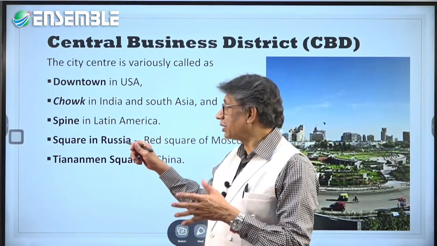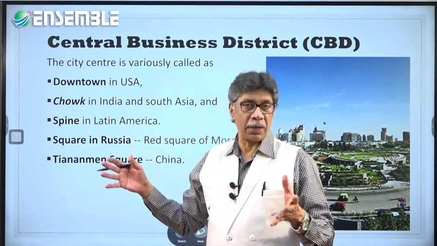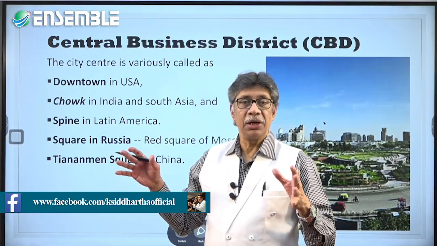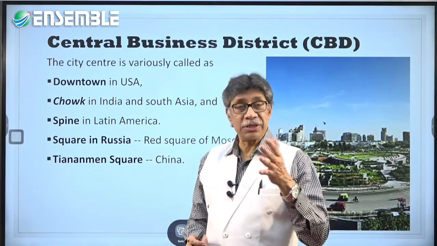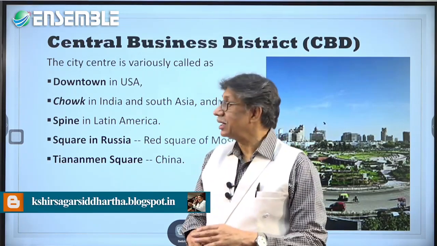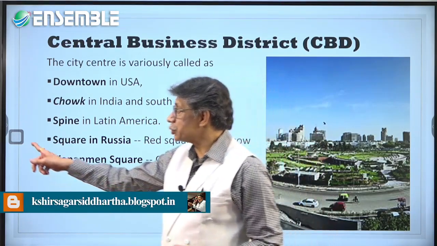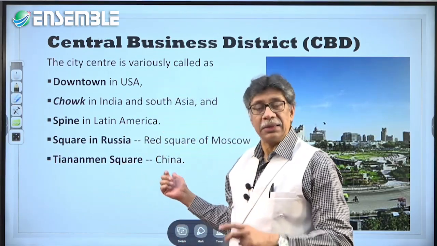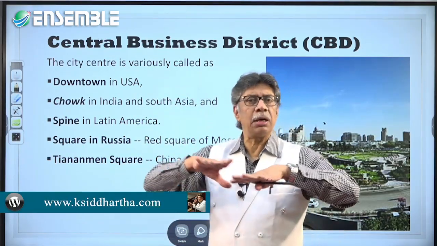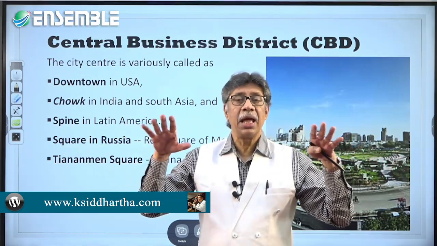The alternative name for it is going to be square in some places like Russia, and also in the communist world, China as well. For example, Red Square in Russia, Tiananmen Square, which has been so much in the news, in China. That is the name of a square, and a square is a large open area that characterizes the central city.